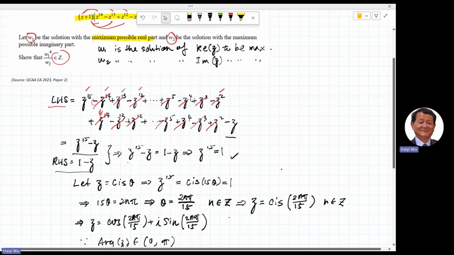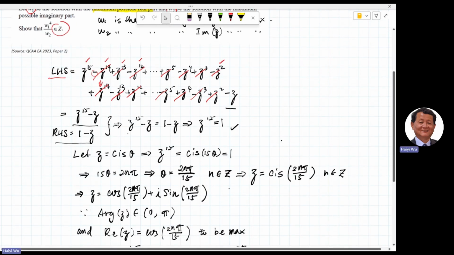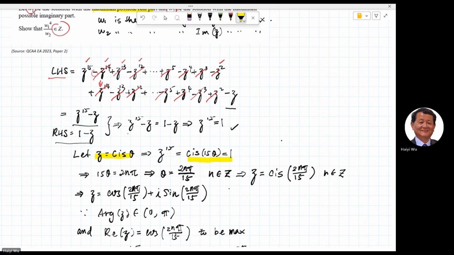So we know Z to the power 15 is 1, so the magnitude of Z is 1. Therefore, we can let Z become cis theta, where R is 1 and theta is the argument. So we can solve this equation, cis 15 theta equal to 1. Let's find theta.